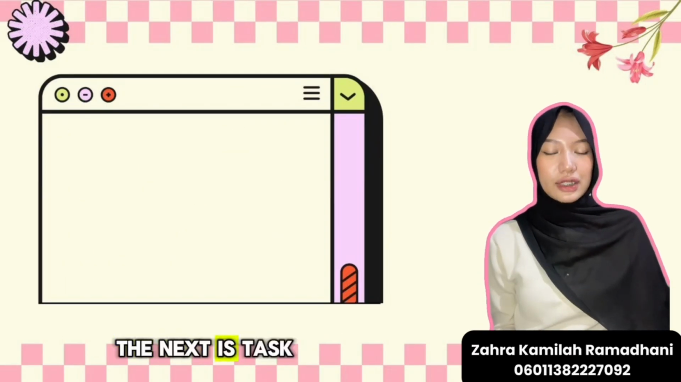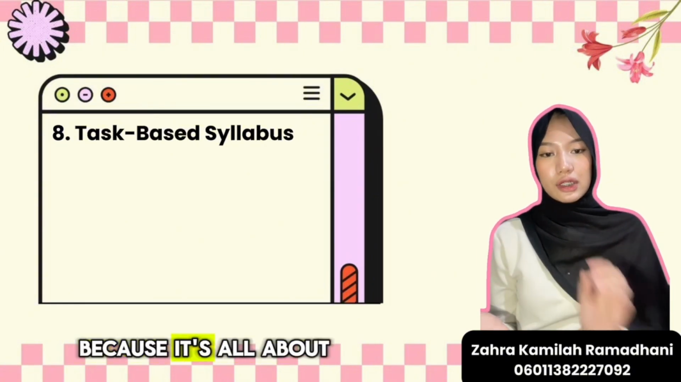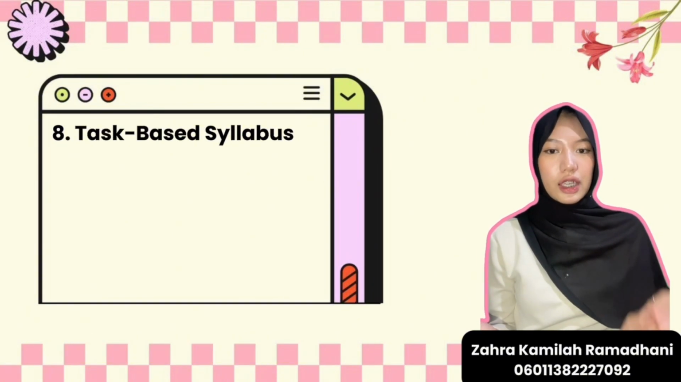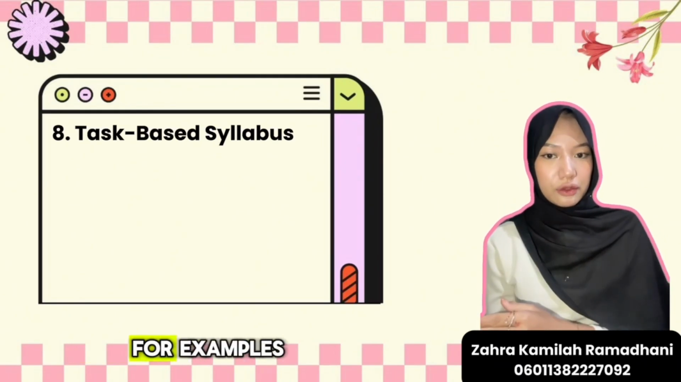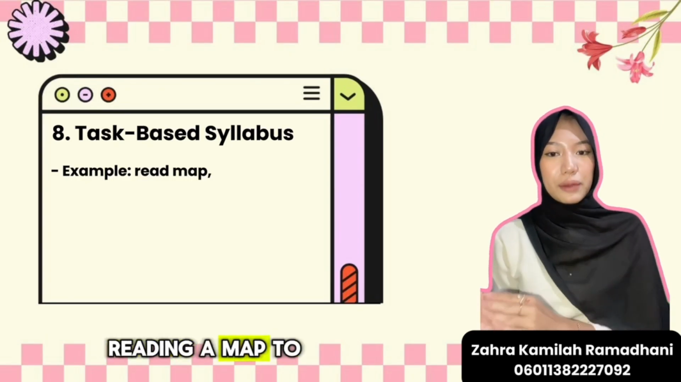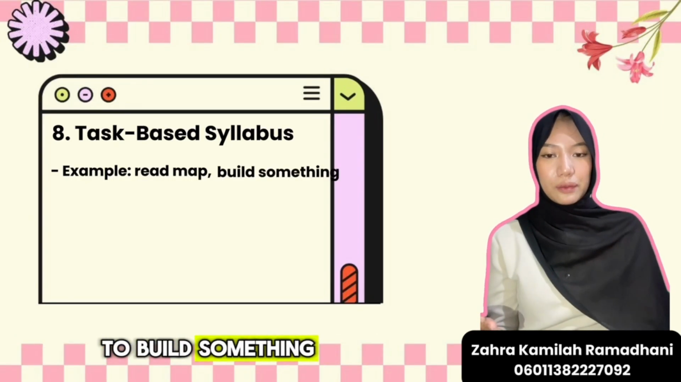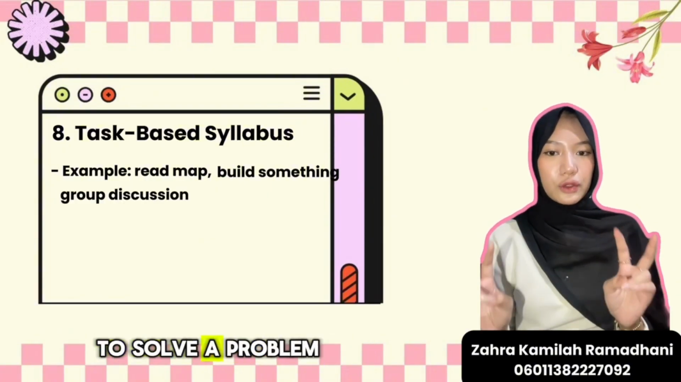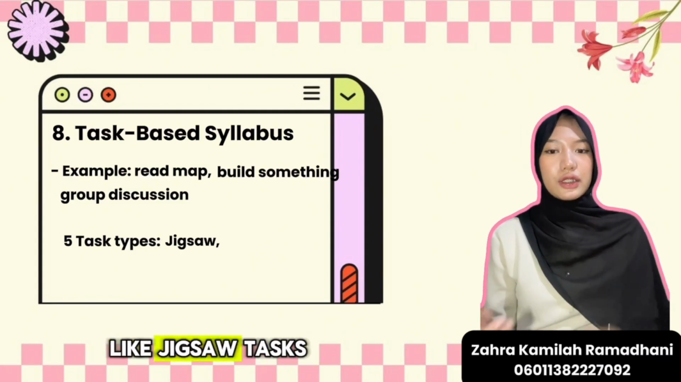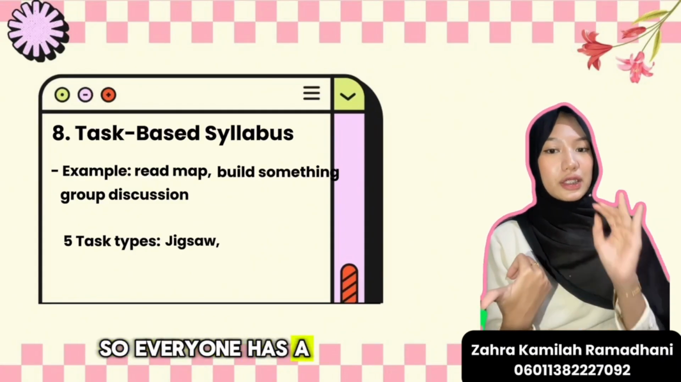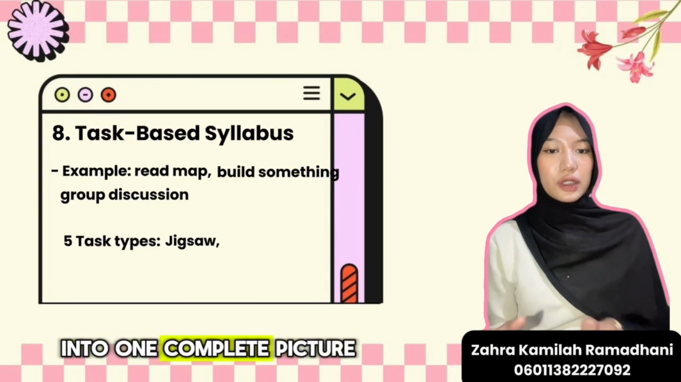The next is task-based syllabus. This one is super hands-on because it's all about learning through tasks that use the target language in real ways, like learning by doing. For example, reading a map to give directions, and then following instructions to build something, and then discussing together to solve a problem. And then there are also different task types like jigsaw tasks. So everyone has a piece of info and you have to put it all together into one complete picture.